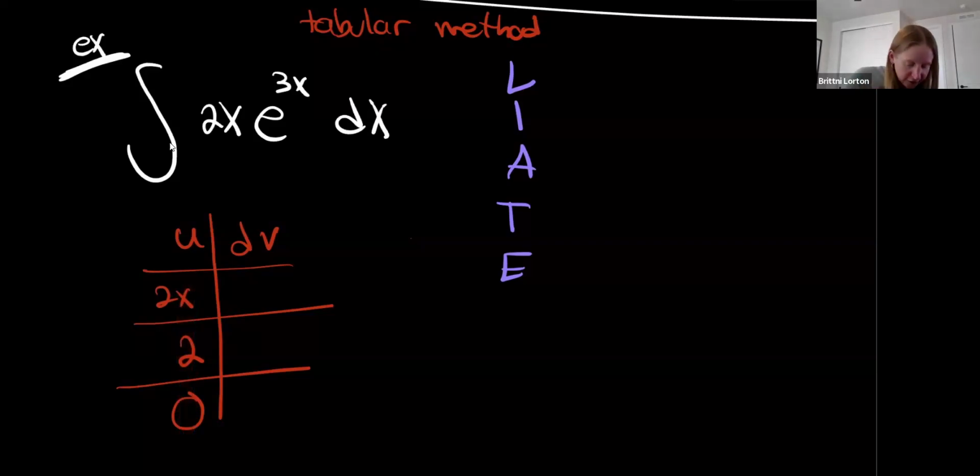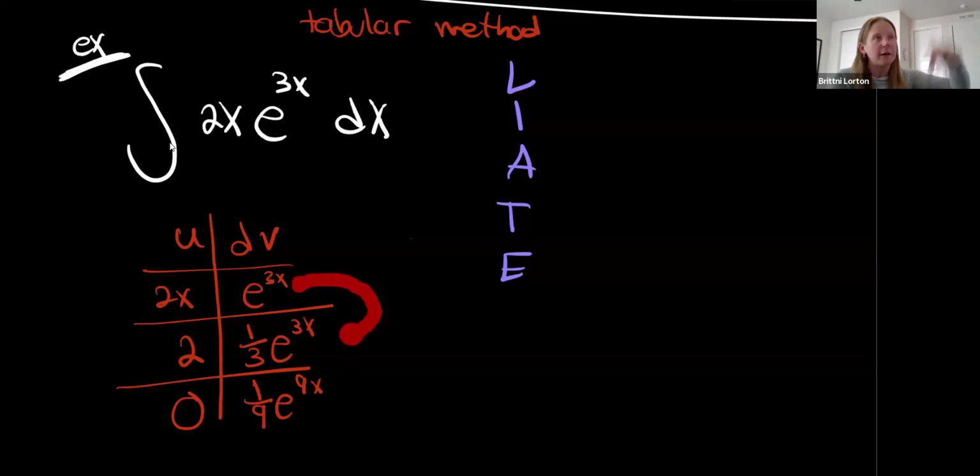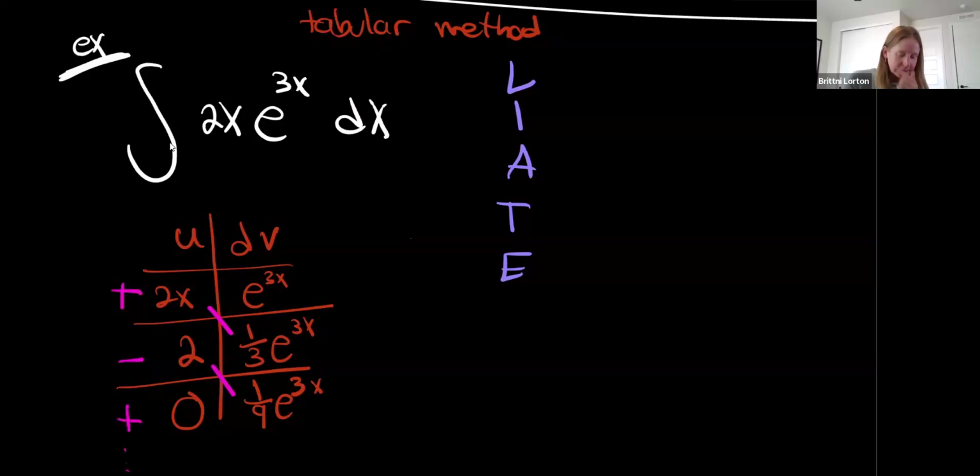And then for my dv, I have to fill in the chart. My dv had to have been e to the 3x. And then I do antiderivatives on the other side. So the antiderivative of e to the 3x is e to the 3x divided by 3. And then another antiderivative, which of course I've written wrong there, is 1/9 e to the 3x, because I had to divide by that constant multiple again. And then you do this diagonal multiplication with alternating plus and minus until you run out. That actually just skips straight to the answer, which I think is really cool.